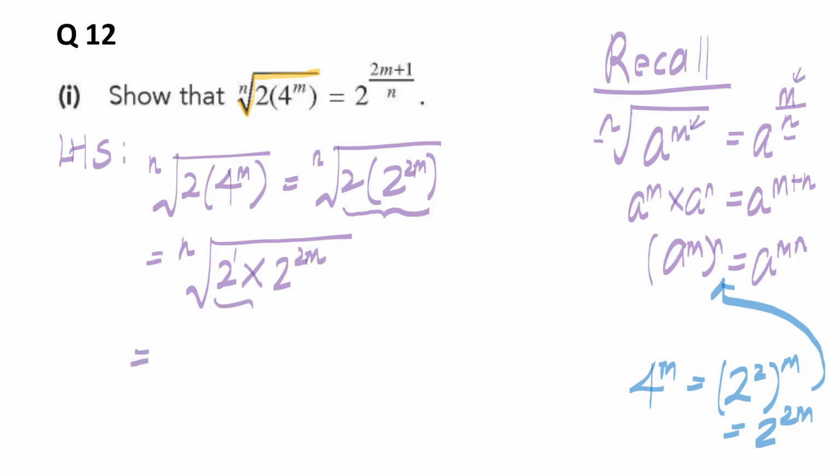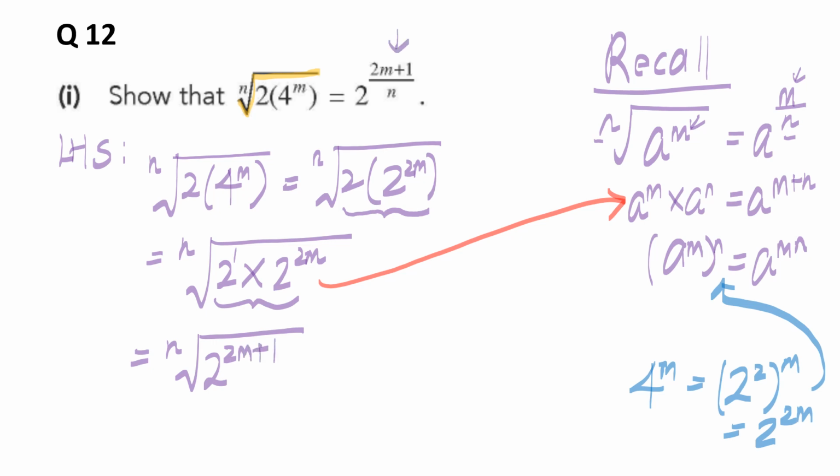And this one here, we can apply this rule. That will give us 2 to the power of 1 plus 2m, but you can write it as 2m plus 1. Why write it as 2m plus 1? Because can you see what you're supposed to prove on the right-hand side? They express it as 2m plus 1 rather than 1 plus 2m. So we have done whatever we can inside the bracket, inside the radical sign.